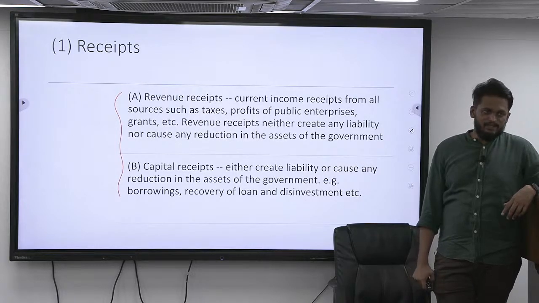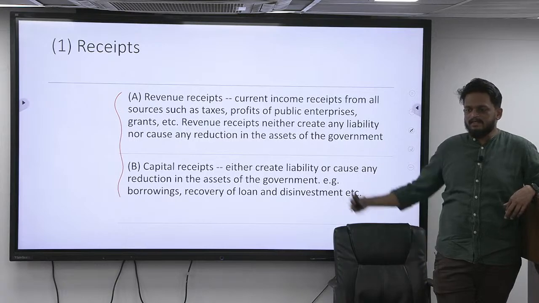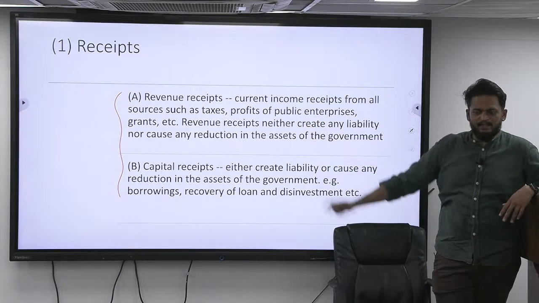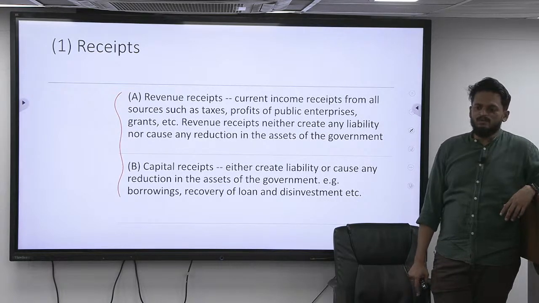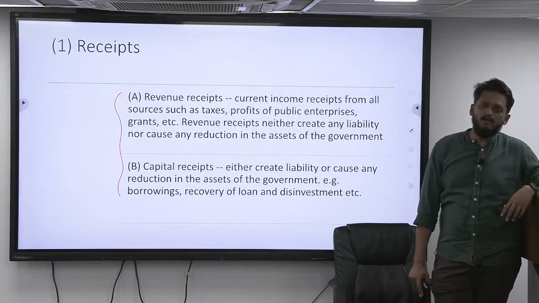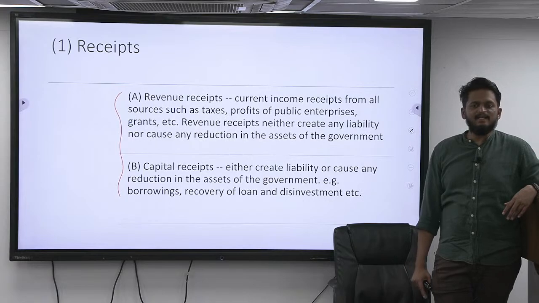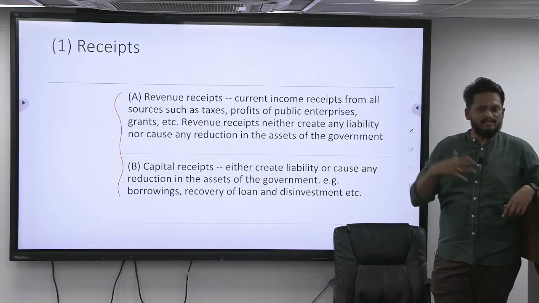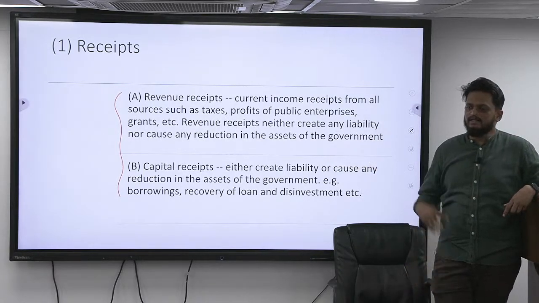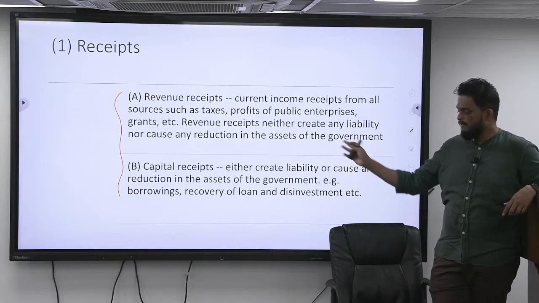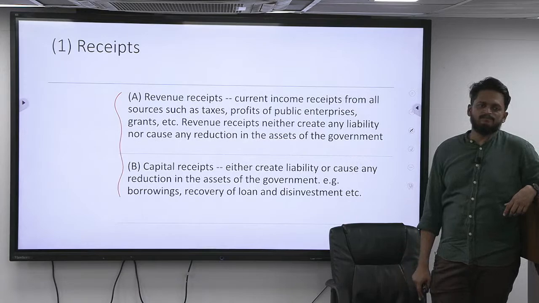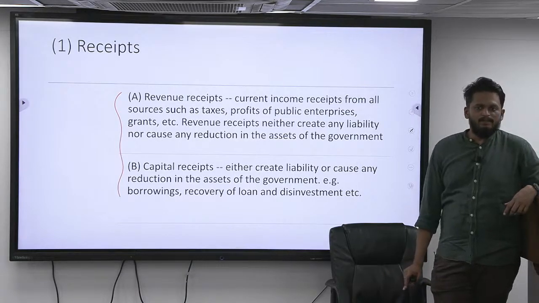Or imagine you sell an existing asset. You had a second house and you sold it, then also you will receive money, but it is a capital receipt because your assets or liabilities have changed. The asset was there, now the asset has reduced. Either the asset reduces and you sell it and receive money, or liabilities increase, you take a loan and receive money. Both of them come under capital receipts. You understood this? Because it is like a lump sum amount of money you receive at once.